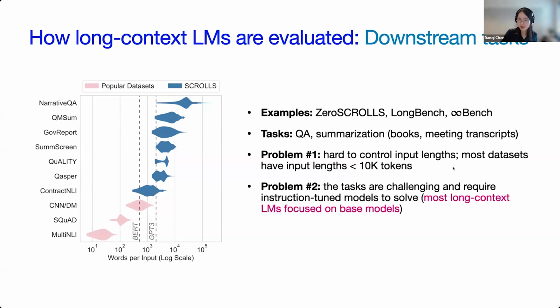And the second problem is that question answering and summarization tasks are actually pretty challenging. They really require instruction-tuned models to solve these problems. But at the time, most long context language models focused on base models instead of instruction-tuned models. And the third problem we discovered during our model development process is that the evaluation metrics used in many of these benchmarks are still based on very simple string match metrics, such as ROUGE for summarization. A lot of papers have already shown that this kind of string match evaluation in the large language model area has proved to be highly unreliable.